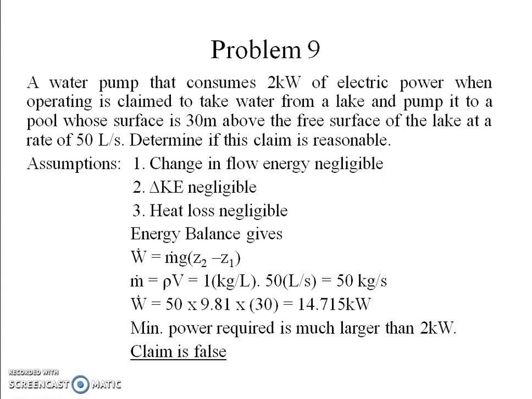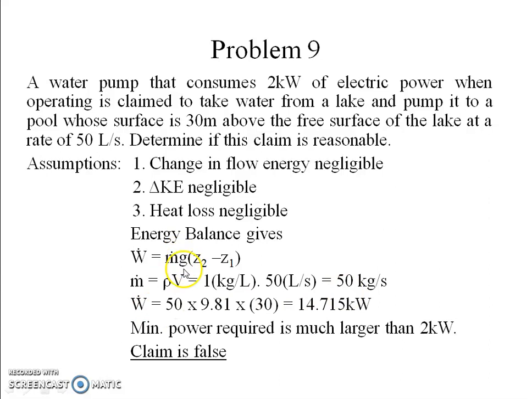So when we put all these assumptions in the energy balance, what we get is that work done is equal to m dot g into Z2 minus Z1, where Z2 minus Z1 is the change in the datum level, and it is 30 meters. M dot, that is the mass flow rate, we have to find. We have been given the volumetric flow rate. So if I multiply this with the density, then I will get the mass flow rate, which comes out to be 50 kg per second.